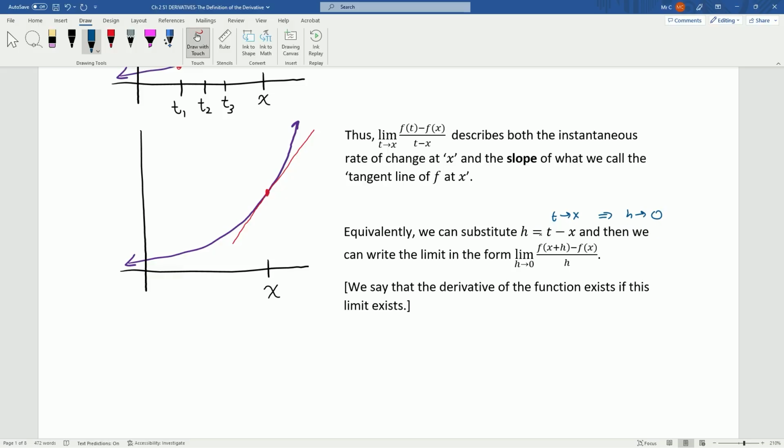If h equals t minus x, then t equals x plus h, and we just replace t in our formula with x plus h. So this formula is the same thing as this formula, just in a different expression. And sometimes this version is a bit easier to work with, but sometimes this version is easier to work with. It depends on the individual problems. You should be comfortable working with both versions of the definition.